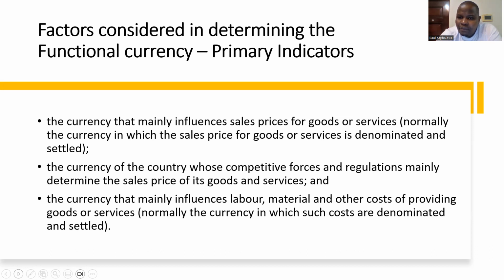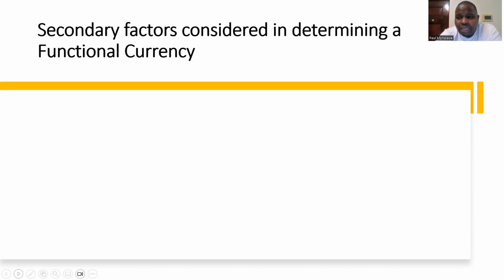Okay. Number one, sales, the currency which influences how you charge your sales. Number two, check your competition. What are they charging? Number three, check how you are paying your labor, your main cost labor, materials, and so on and so forth. Which currency are you using to buy your materials, your labor? Okay. Those are the primary activities. Secondary activities.